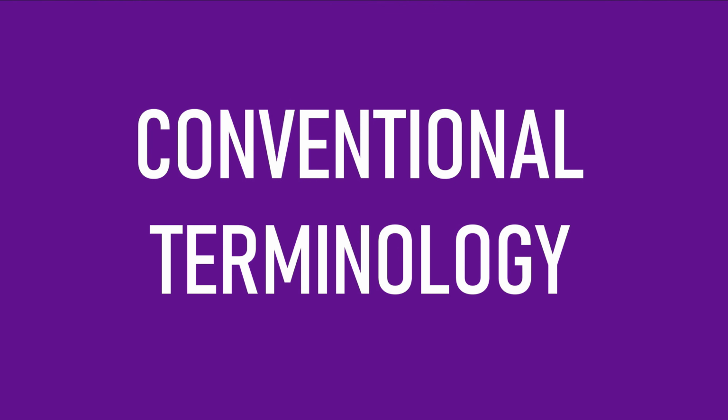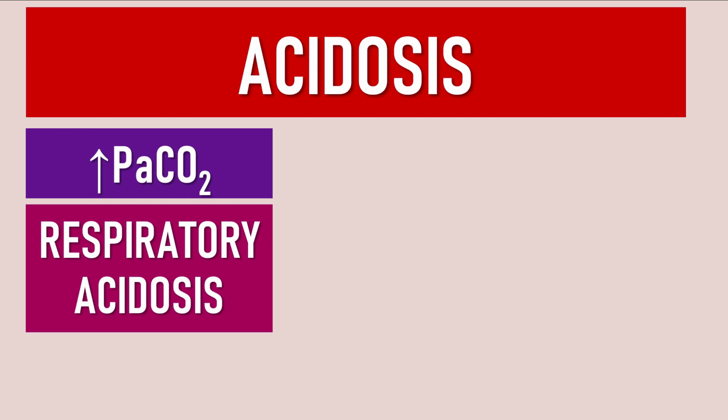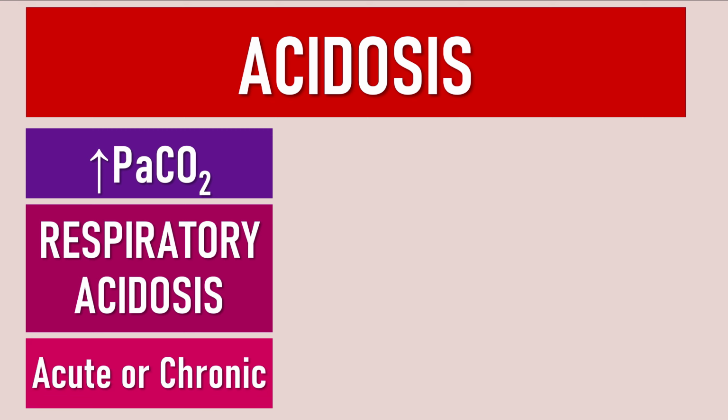I need to mention the conventional terminology for acid-base disturbances that was agreed at a series of consensus conferences in the 1960s, and whether you like them or not, they are universally accepted, and I'm going to use them in this series. First of all, acidosis. If it's caused by a rise in the partial pressure of carbon dioxide on its own, we call this respiratory acidosis. The pH falls as a consequence of the high PaCO2, and this may be acute or chronic.